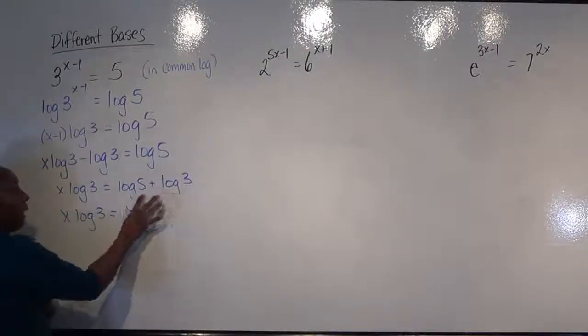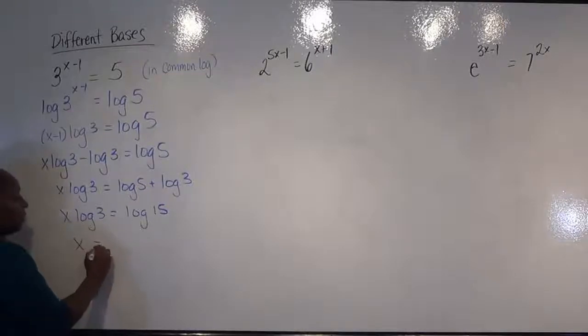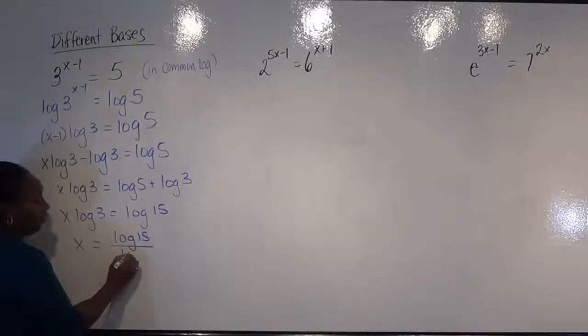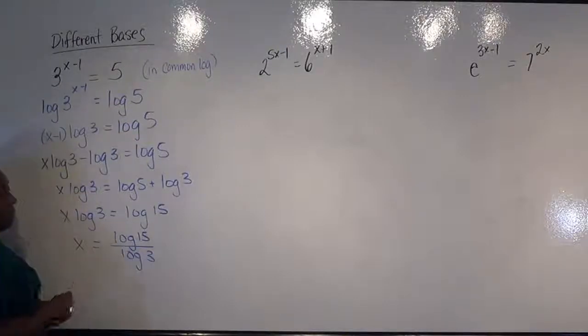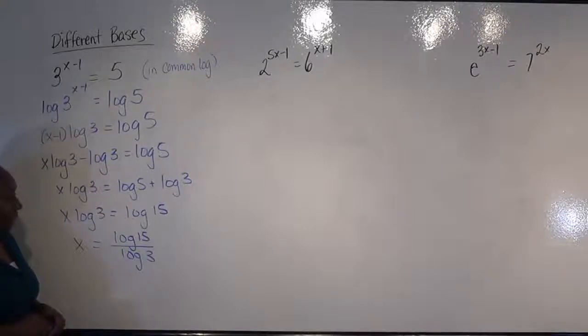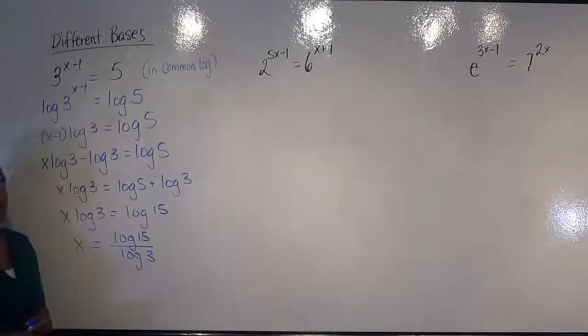So again, remember, adding, I can multiply the arguments. And so x will equal log of 15 over log 3. Remember, I need the logs in both the top and bottom. Those do not cancel out. Log is a function. It has to have an argument. So you can't just cross those logs out. That does mean something different than log of 15 over 3. So make sure you're writing this correctly.